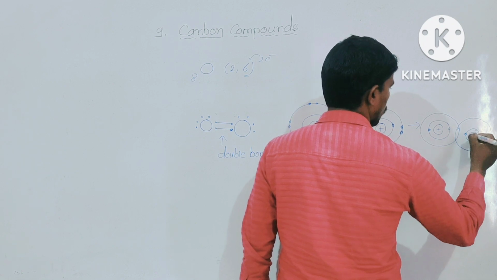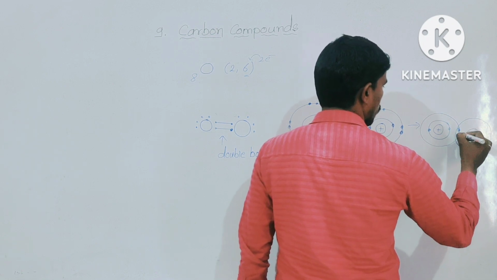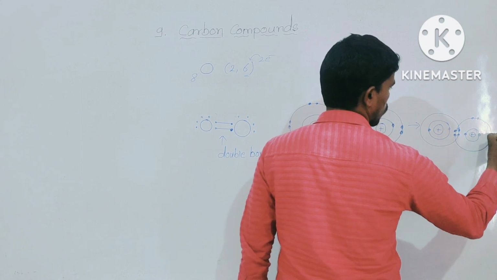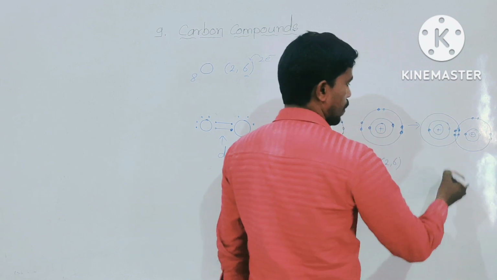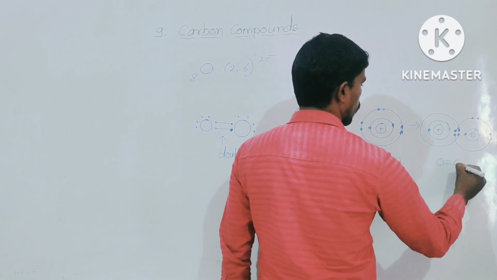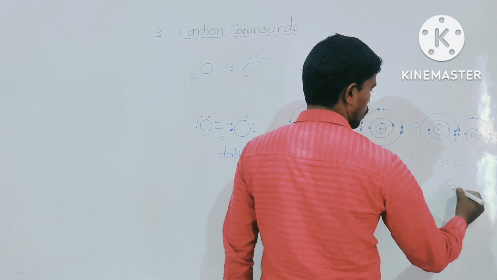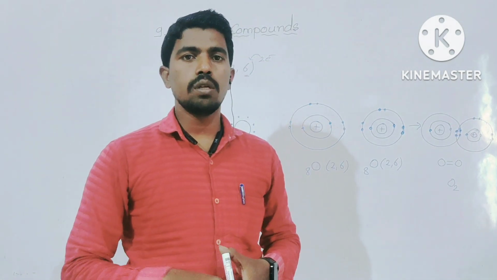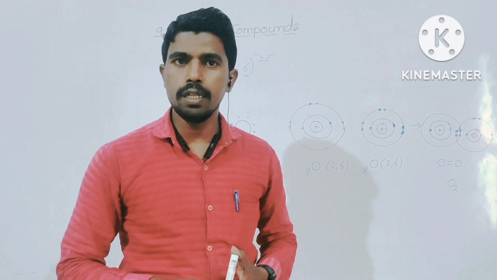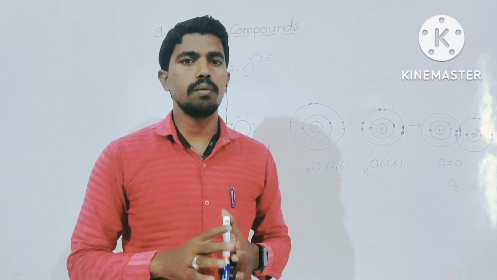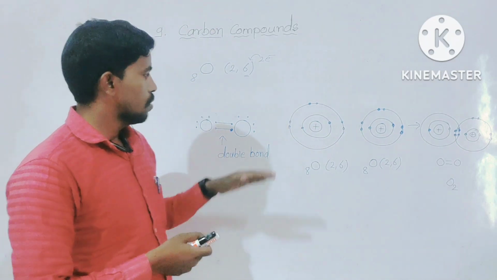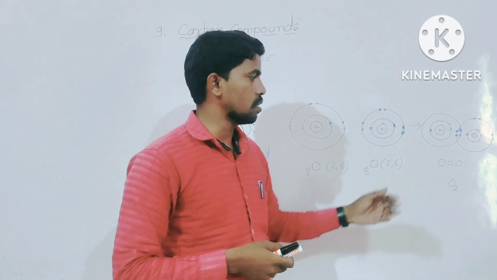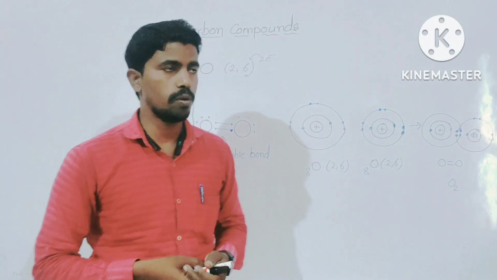Here these are the 2 electrons, this is the nucleus, these are the 2 electrons. In this way we get oxygen double bond oxygen. We can write oxygen molecule like this. Here oxygen shares its outermost 2 electrons to complete its octet and form double bond. Therefore, we can say that the bond is formed by sharing of 2 electrons. Therefore, oxygen molecule is formed.